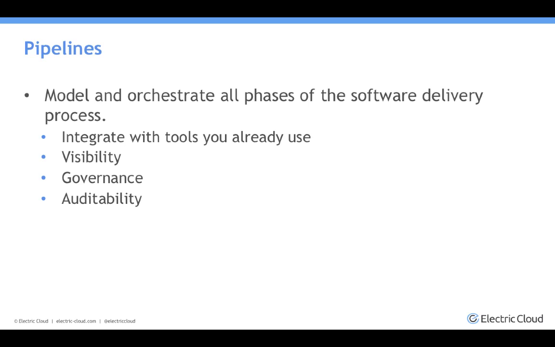Pipelines give you visibility into your current status and how you got there. They also provide the governance over your processes with stages and gates controlling flow, and auditability into every detail of what was run and the outcomes, where it was run, and by whom. Let's take a look at pipelines in ElectricFlow.